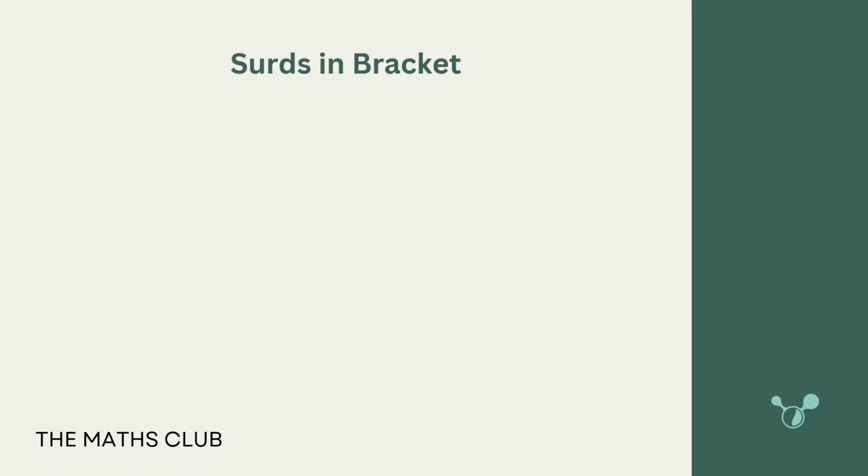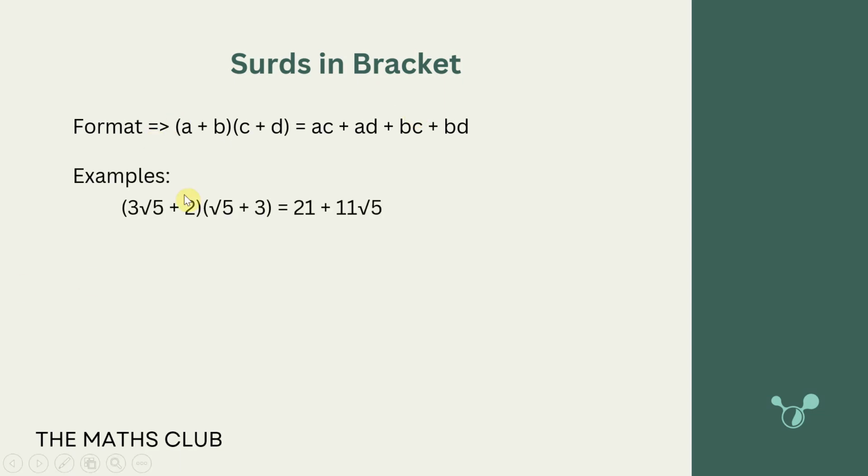Now we're going to look at surds in brackets. What does that mean? Just like multiplication. If you have a surd (a plus b)(c plus d), the way you do your normal multiplication, you just say a times c plus a times d plus b times c plus b times d. Normal opening of brackets. So for example, we have this one, 3 root 5 plus 2 multiplying root 5 plus 3, and they give us this answer.